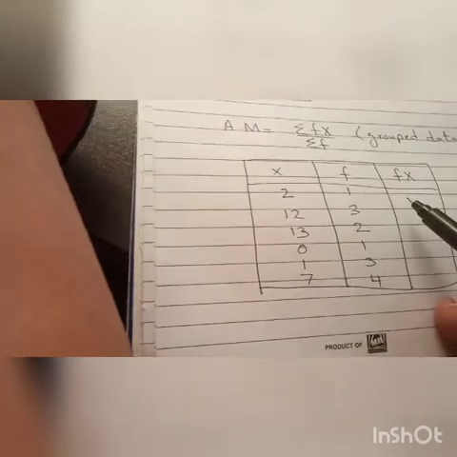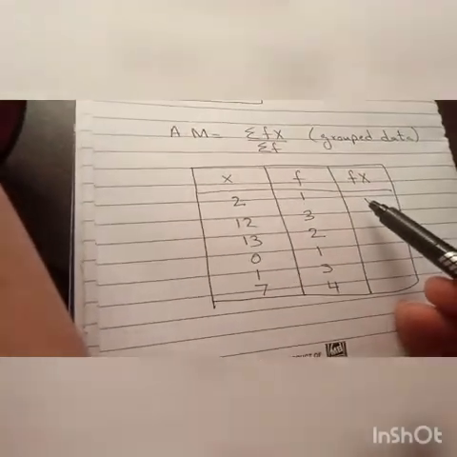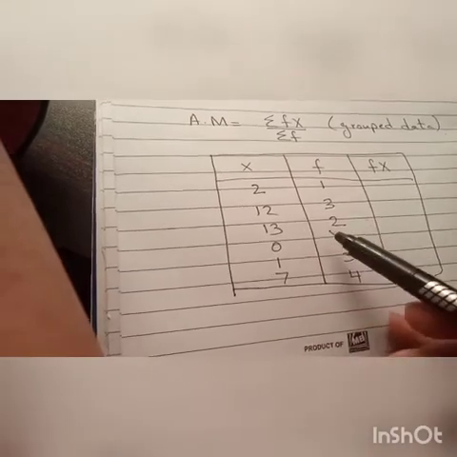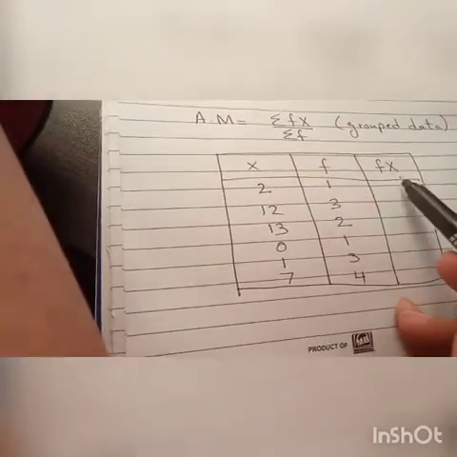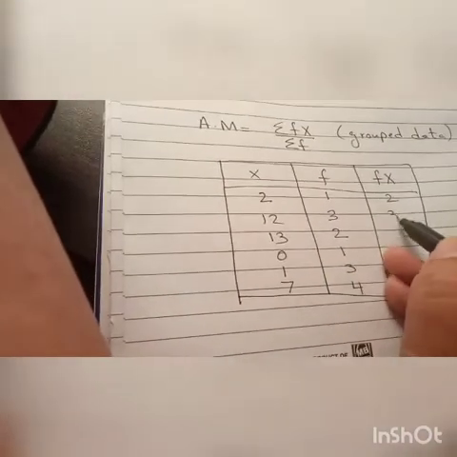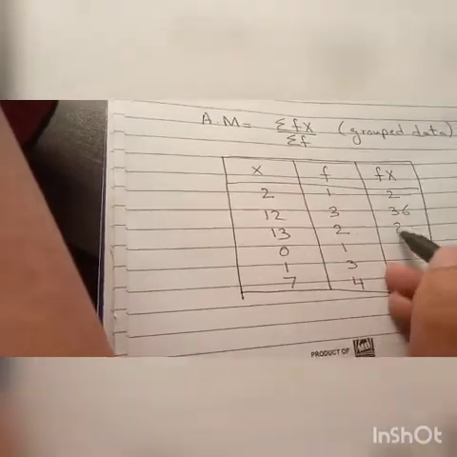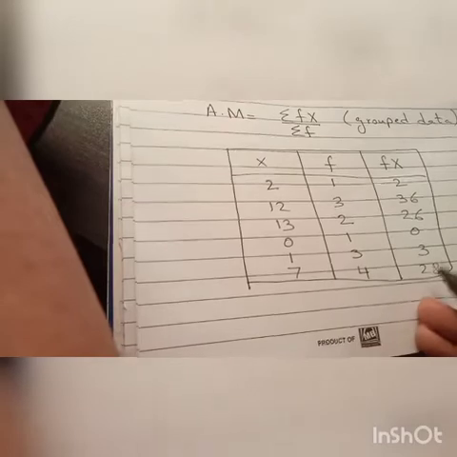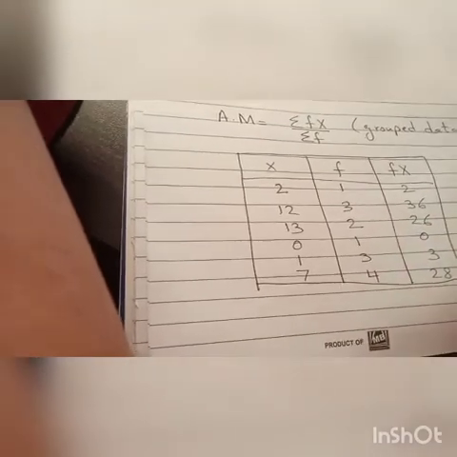Now to calculate arithmetic mean for group data, you will find this value from this table. These two will be given to you. Just simply multiply both of them, you will get fx. 2 ones are 2, 12 threes are 36, 13 twos are 26, 0 ones are 0, 3 ones are 3, and 7 fours are 28. In that way you will calculate f into x.